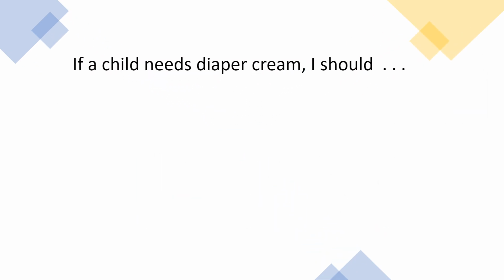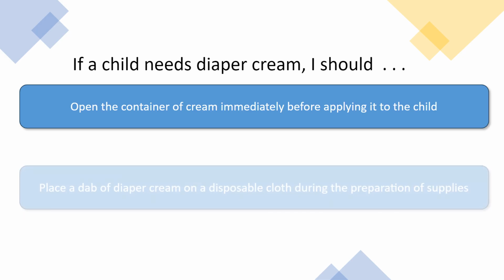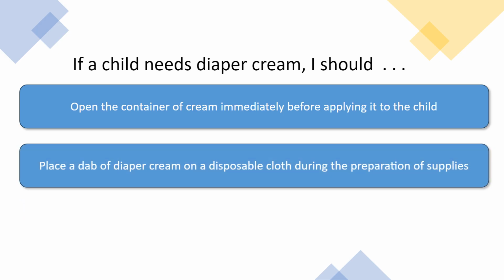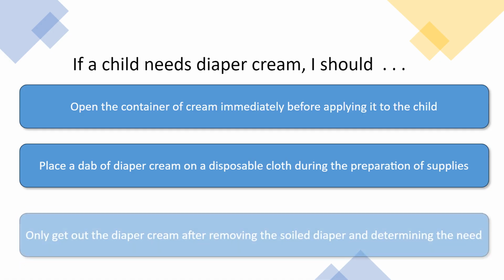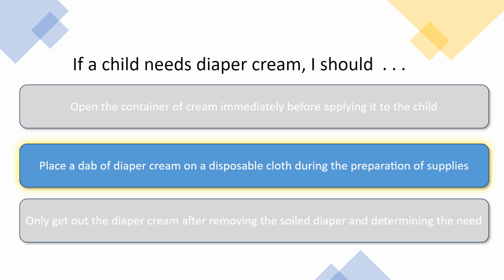If a child needs diaper cream, I should open the container of cream immediately before applying it to the child. Place a dab of diaper cream on a disposable cloth during the preparation of supplies, only get out the diaper cream after removing the soiled diaper and determining the need. If your answer was place a dab of diaper cream on a disposable cloth during the preparation of supplies, you are correct.